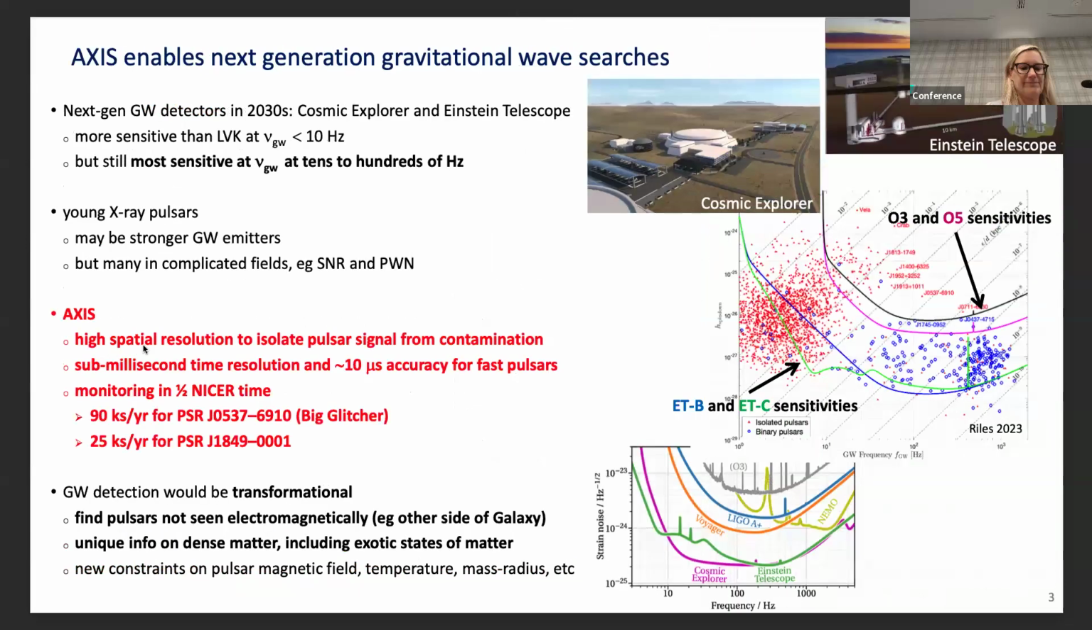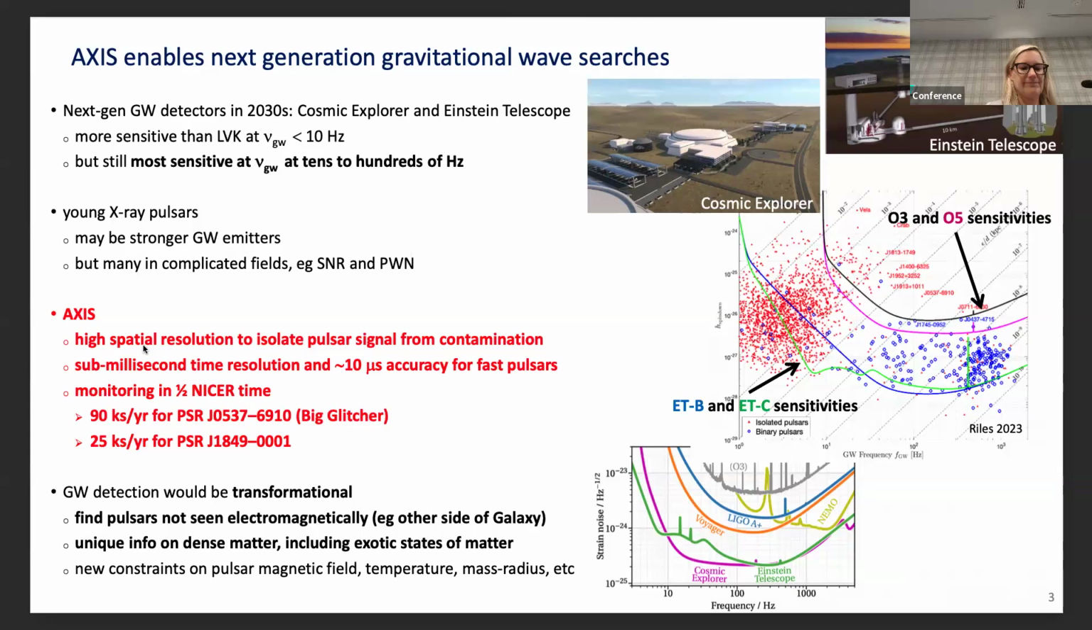So let me move on to talk about what AXIS can do with the next generation. I hope that by the time AXIS is up, we will have detected gravitational waves from isolated pulsars, and so I would be able to jump straight from searches to what we are learning about them, into the bottom bullet point. As a theorist, that's what I would love to be able to talk about.